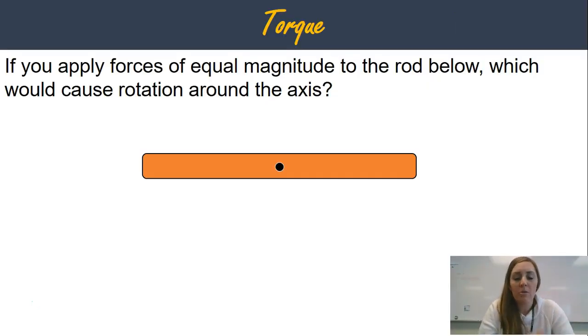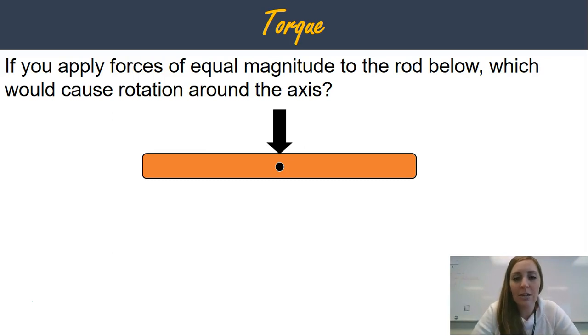So I want you to think about this. If you have a rod and you apply forces of equal magnitude to this rod, which would cause rotation of the axis? So I'm going to show different forces. I'm going to label them as red if they do not cause motion and blue if they do cause motion. You can either do this with colored pens on your paper, or you can X out the ones that do not cause motion as you're following along.